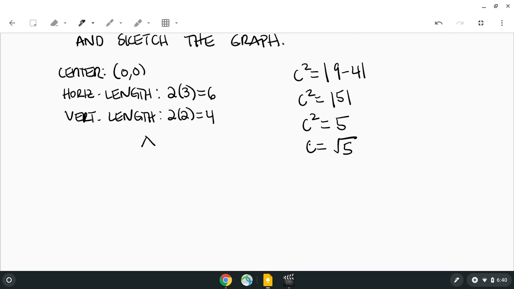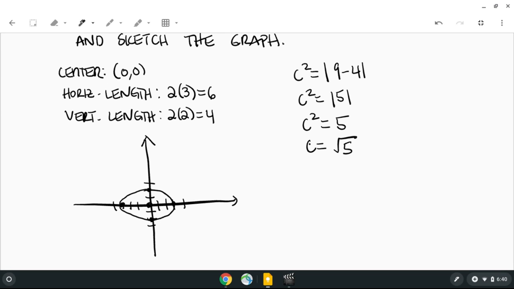So when I graph this, we know we're going to have the center at 0, 0. My horizontal length is 6, so that's going to be 3 on each side. 1, 2, 3. 1, 2, 3. And my vertical length is 4, so that's 2 above and 2 below. So here is my ellipse.